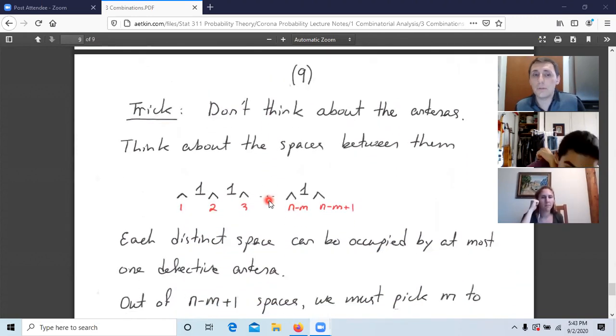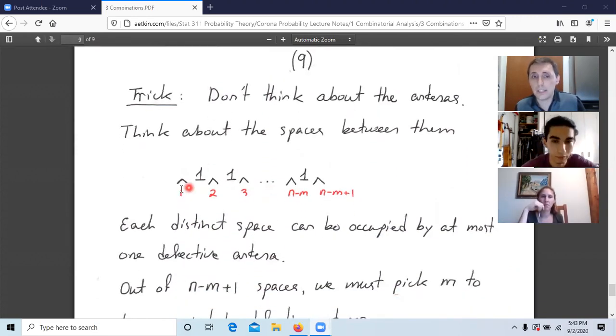So here is what we actually end up counting. The trick is not to deal with the antennas, but to deal with the spaces between them. So you see, we have here space number 1, space number 2, space number 3, all the way. For each functional antenna, we have a space before and a space after. So altogether, we have n minus m plus 1 spaces. Make sense?